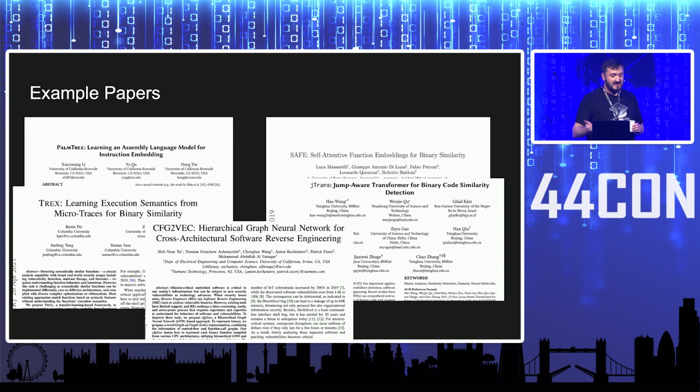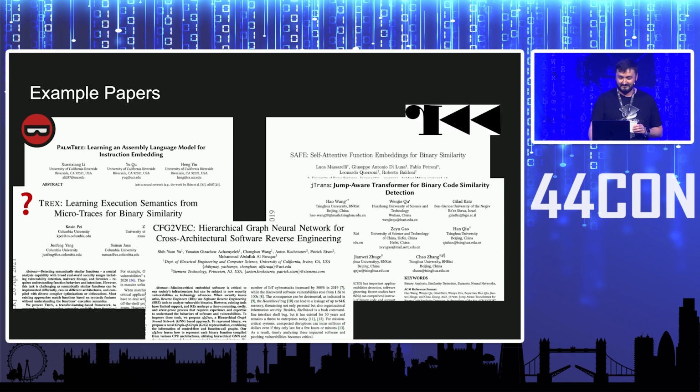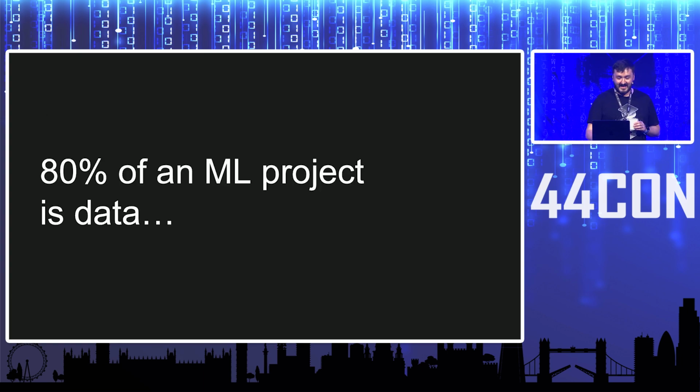So I was looking at these papers, and I was like, oh, this is amazing, there's loads of research out here. One of the key things in research is obviously reproducing it. So PalmTree uses Binary Ninja. Trex used its own thing and never released it. SAFE used Radare2. CFG2Vec used Ghidra. And jTrans used IDA. And as someone who's a machine learning practitioner, 80% of your project is data.